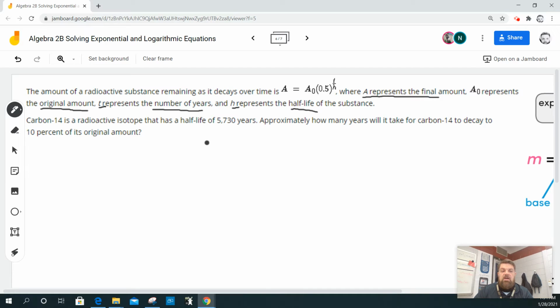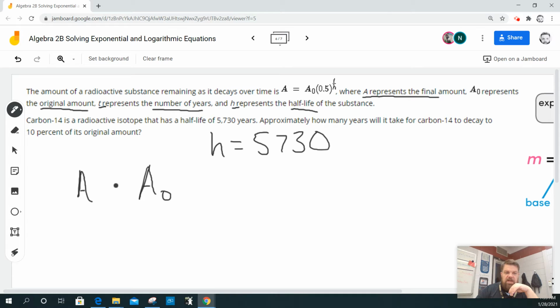Okay, so then carbon-14 has a half-life, H, of 5,730. Approximately how many years will it take for carbon-14 to decay to 10% of its original amount? So we start with the formula. The final amount A is equal to the original amount times 0.5 raised to the T over H, but we know that we've got some numbers to plug in.